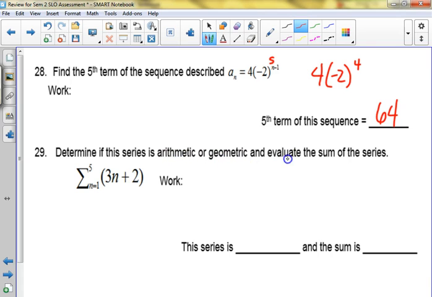Determine if it's arithmetic, geometric, and evaluate the series. How do you determine this, guys? I would put in a 1, and you get out 5. Put in a 2, you'd have 6 plus 2. Put in a 3, you'd have 9 plus 2. Put in a 4, 12 plus 2. Put in a 5, 15 plus 2. Why did I go all the way out to 5?